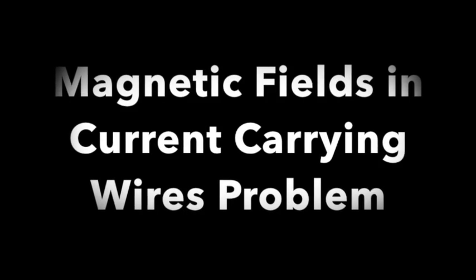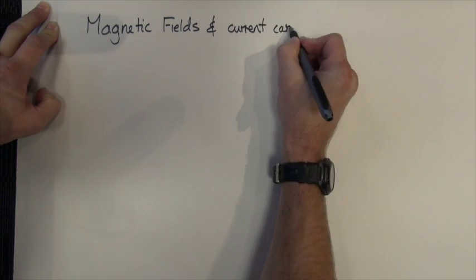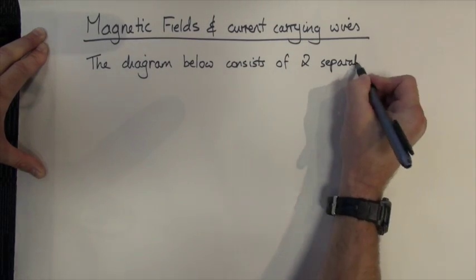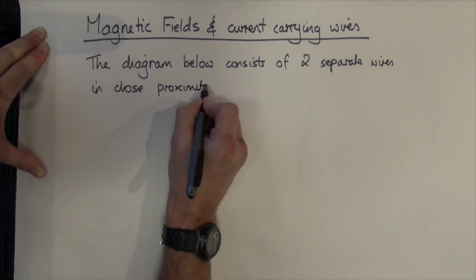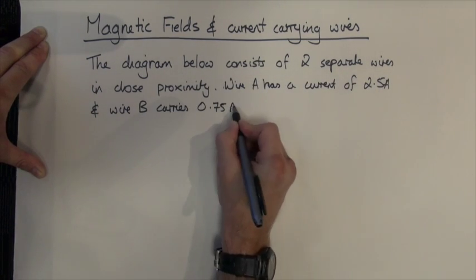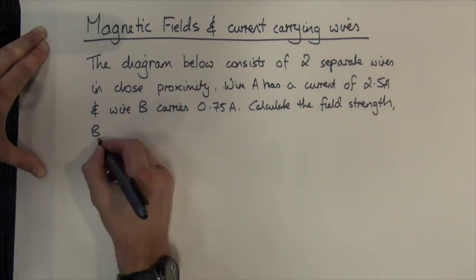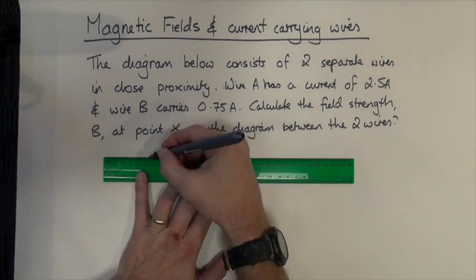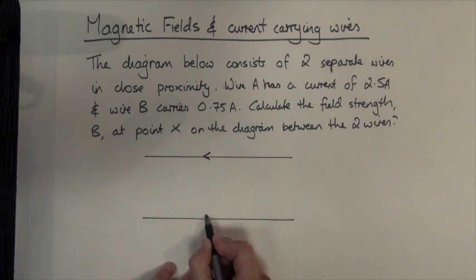In this video, we're going to solve some problems for magnetic fields in current carrying wires. So let's set up an initial scenario. We're going to have a diagram below consisting of two separate wires in close proximity to each other. Wire A has a current of 2.5 amps and wire B will carry 0.75 amps. We're going to calculate the magnetic field strength B at point X between these two wires.